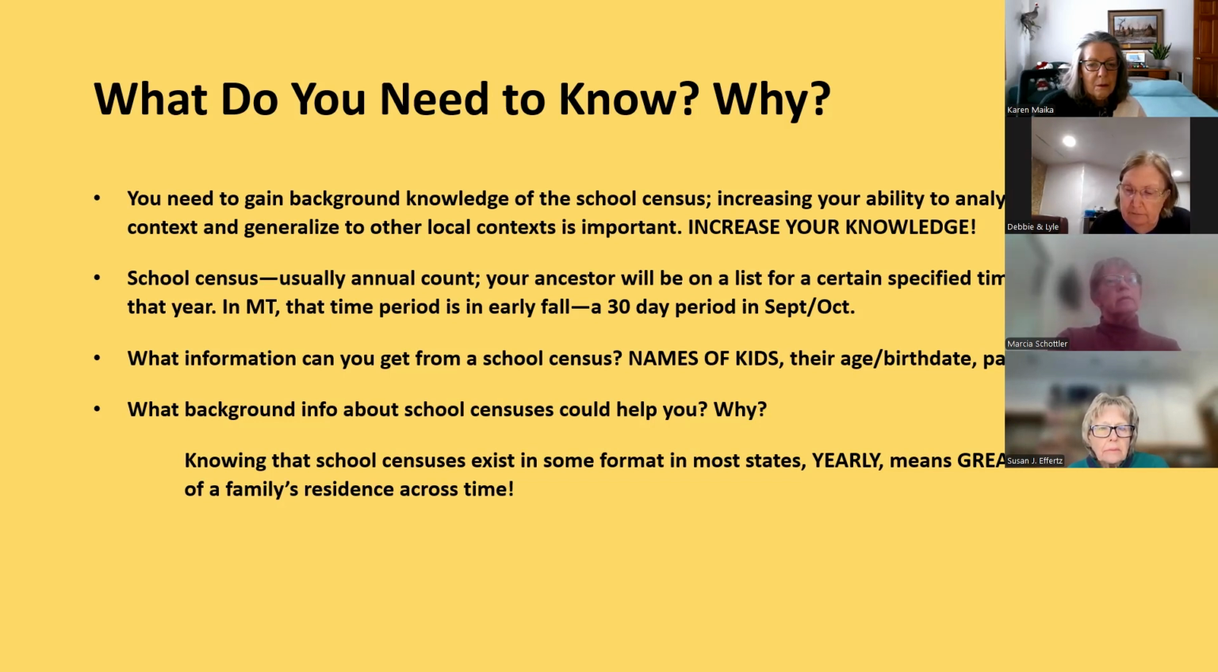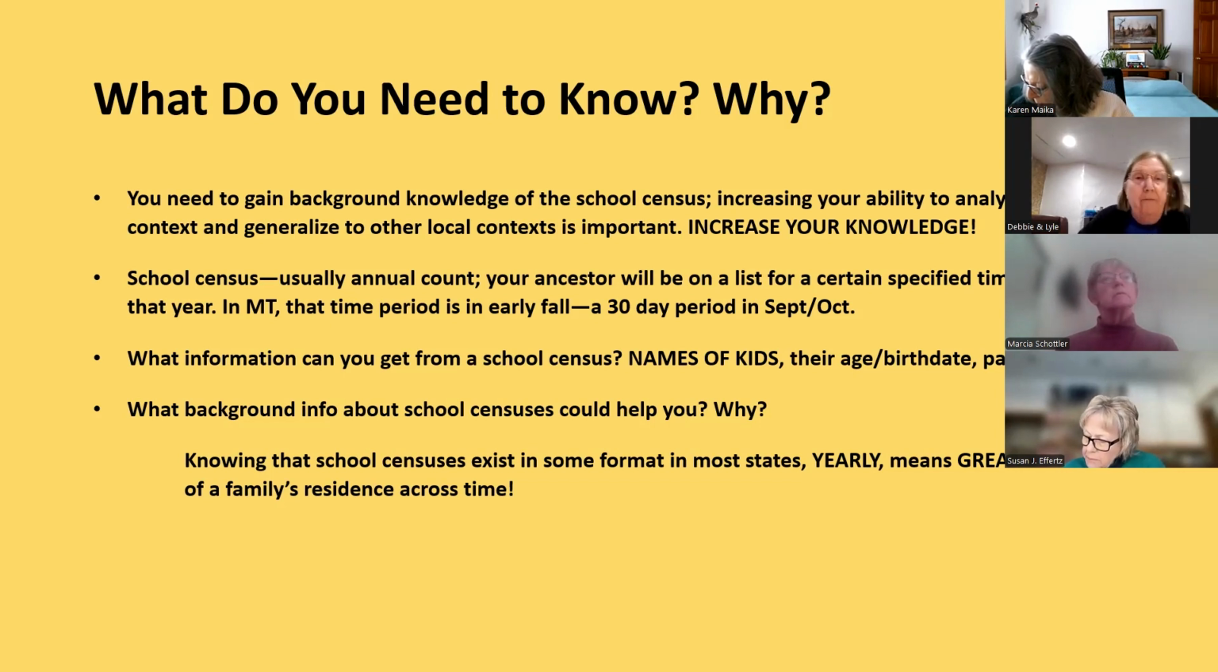The school census worldwide is usually an annual count, and your ancestor, someplace, is going to be on a list for a certain specified time during that year. Frequently in Europe, we see that it is in the fall, just as ours is. We have about a 30-day period in September, October, in which we take ours. And then we update it again in Montana, actually, in April. And that's pretty much an informal thing. It just keeps the legislature informed, even if they happen to not be in session. But we have the data for them so they know what's going on with schools.